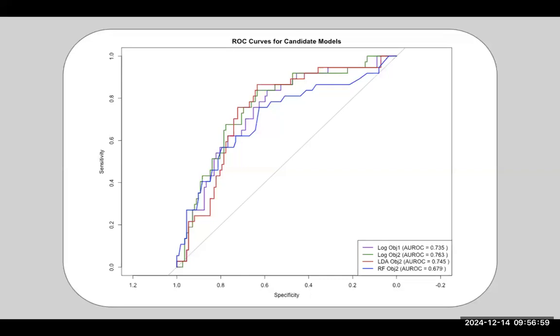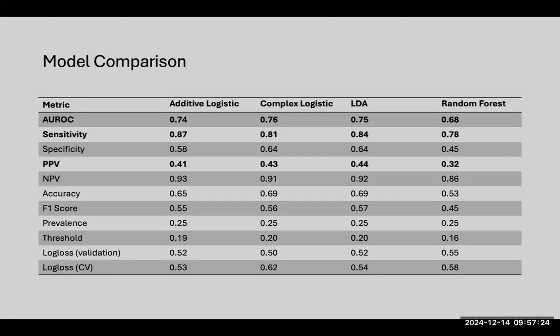Here is a graph of the ROC curves for all of the 4 candidate models. So in purple is the objective 1 additive model. In green, the complex logistic regression model with the highest area under the ROC curve of 0.76. The LDA model is in red, and the random forest model with the worst performance is in blue. And this is a table showing the model comparison with some of the key metrics highlighted in bold. The additive logistic, complex logistic, and the LDA models all perform actually similarly.